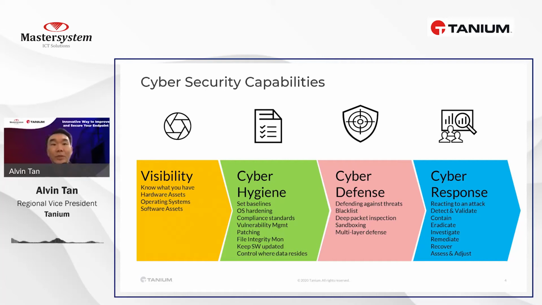So I wanted to spend some time looking at cybersecurity capability. When we talk about security, what should we do, right? I always say the first thing is that we need visibility. Without visibility, you don't know what you have. If you don't know what you have, you can't protect them. So you must have visibility, know what you have, and know what you need to do to protect them first.